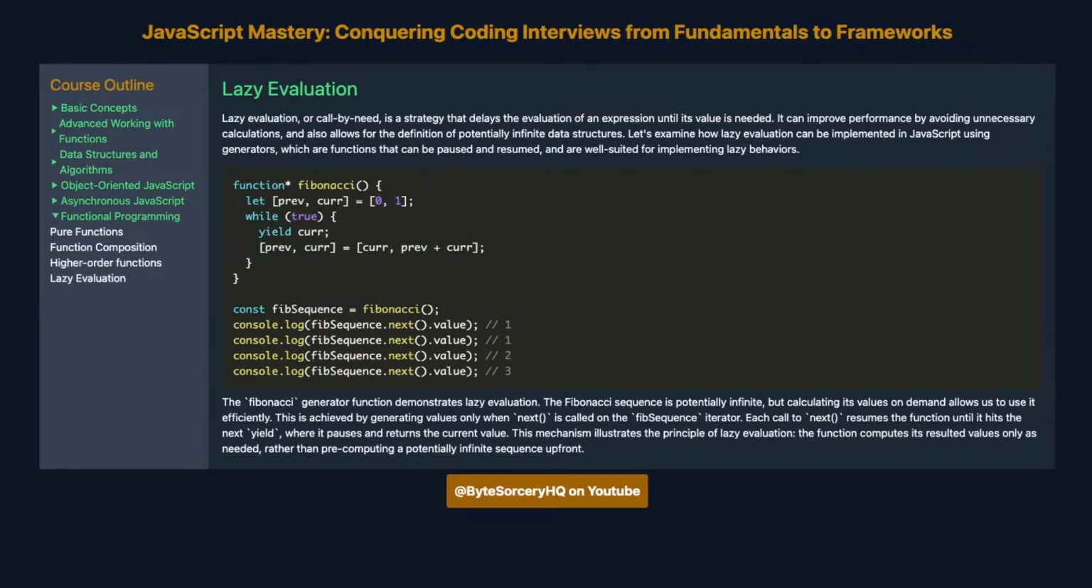Lazy evaluation. Lazy evaluation, or call by need, is a strategy that delays the evaluation of an expression until its value is needed. It can improve performance by avoiding unnecessary calculations, and also allows for the definition of potentially infinite data structures. Let's examine how lazy evaluation can be implemented in JavaScript using generators, which are functions that can be paused and resumed, and are well suited for implementing lazy behaviors.